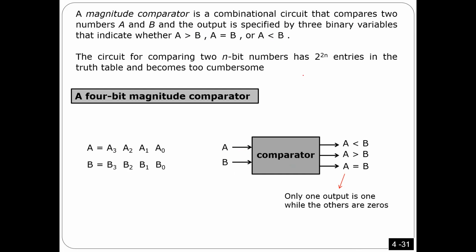For example, 370 and 370. How can I tell these two numbers are equal? All you have to do is compare digit by digit. If all digits are equal, that means the two numbers are equal. You understand what I'm saying? Every digit is equal to the corresponding digit. If all of them are equal, the two numbers are equal.